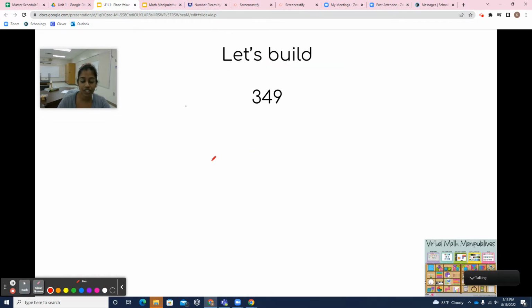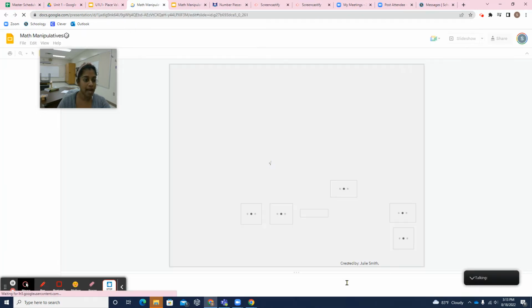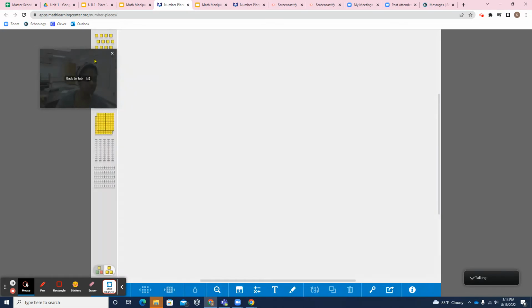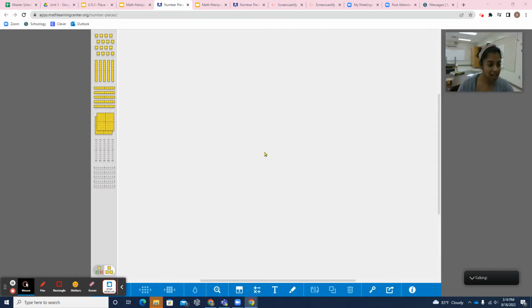First thing we're going to do is build 349 using base 10 blocks. In this corner of your learning map, you are going to click on the virtual math manipulatives. That's going to take you to this spot right here, and we are going to use our base 10 blocks, which is this little icon right here. I'm going to click that, and it opens up my base 10 blocks.